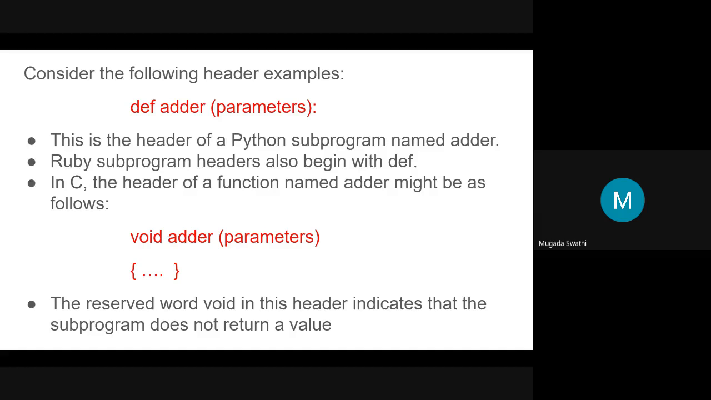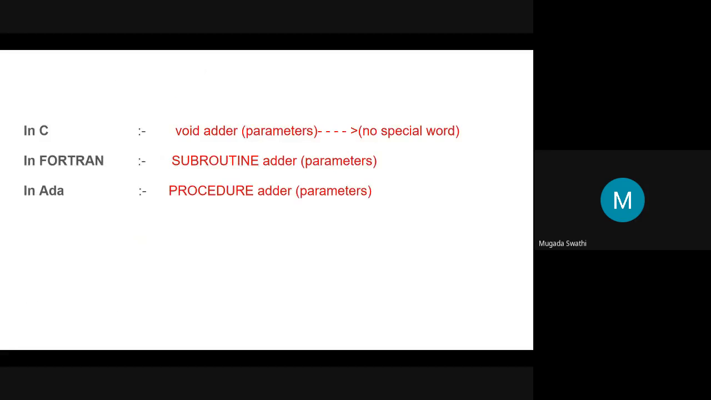If suppose you have an integer there, then after computation of these statements, the subprogram will return an integer value to the calling unit. Similarly, if float is mentioned, it will return a float value to the calling unit. By default, any subprogram can return an integer as the return type to the calling program unit. So these are the different headers mentioned in C which we have discussed now, which has no special word. In Fortran, the subprogram header will look like this: subroutine, followed by the function name or subprogram name, followed by parameters.